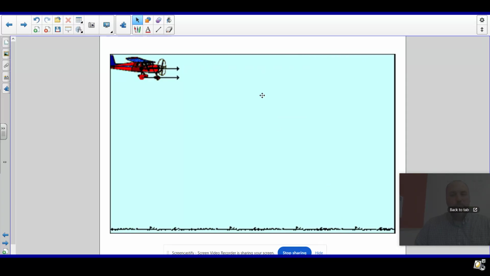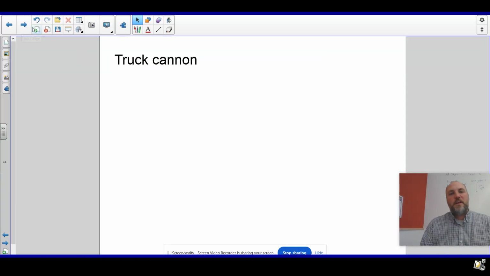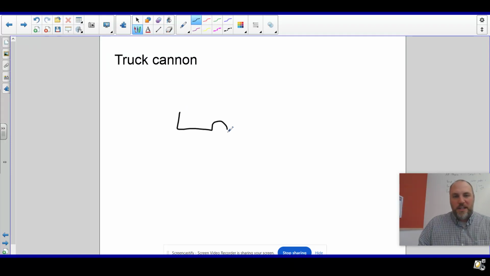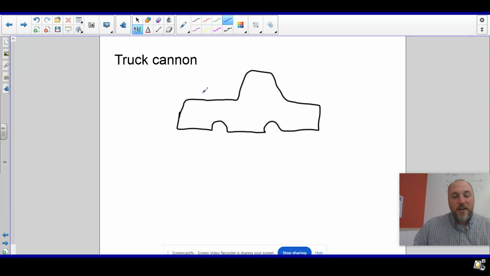We'll try one more. Similar to the airplane scenario, imagine that you are in the back of a truck. I'm going to do my best to draw. I'm not very good at drawing. And you have a cannon that is mounted in the back of the truck that only shoots vertical. So it only shoots straight up. So I want you to imagine that this truck is traveling horizontally at a constant speed. And at some point during that motion, we're going to fire the cannon straight up. Where relative to the truck is that cannonball going to land?